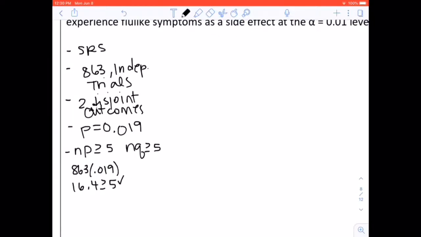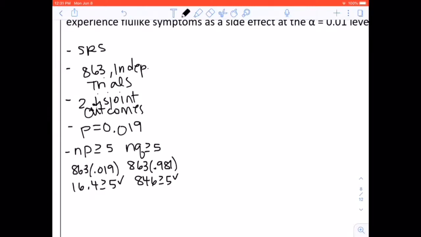N times q, so 863 times q. Q is 1 minus p, which works out to being 0.981. When we work this out, we get 846, which is greater than or equal to 5, so check. So all of those conditions that we needed to have satisfied are satisfied, and therefore we can go ahead and do the test.